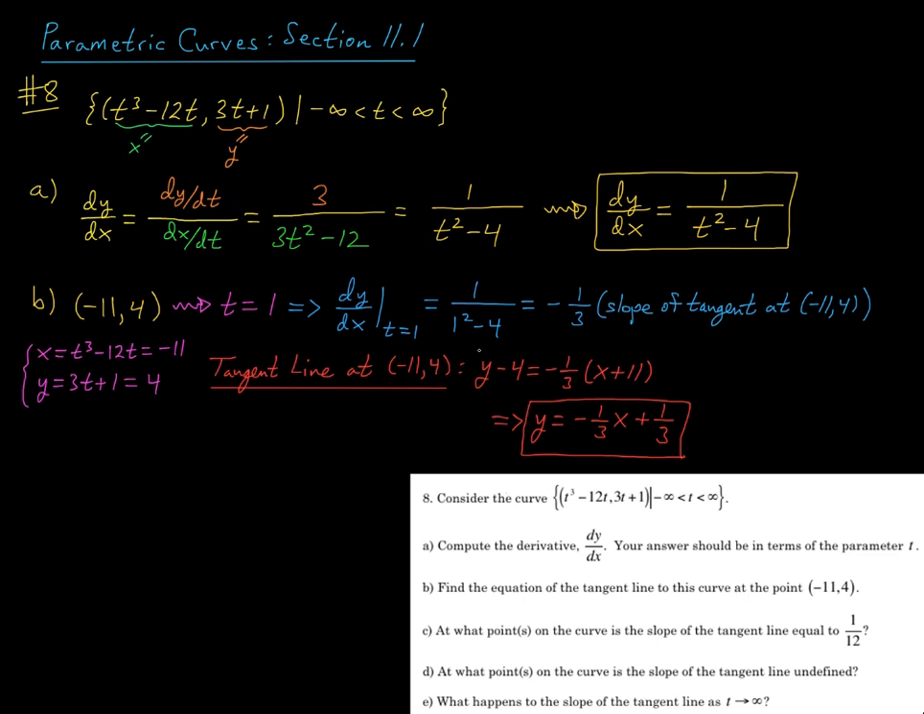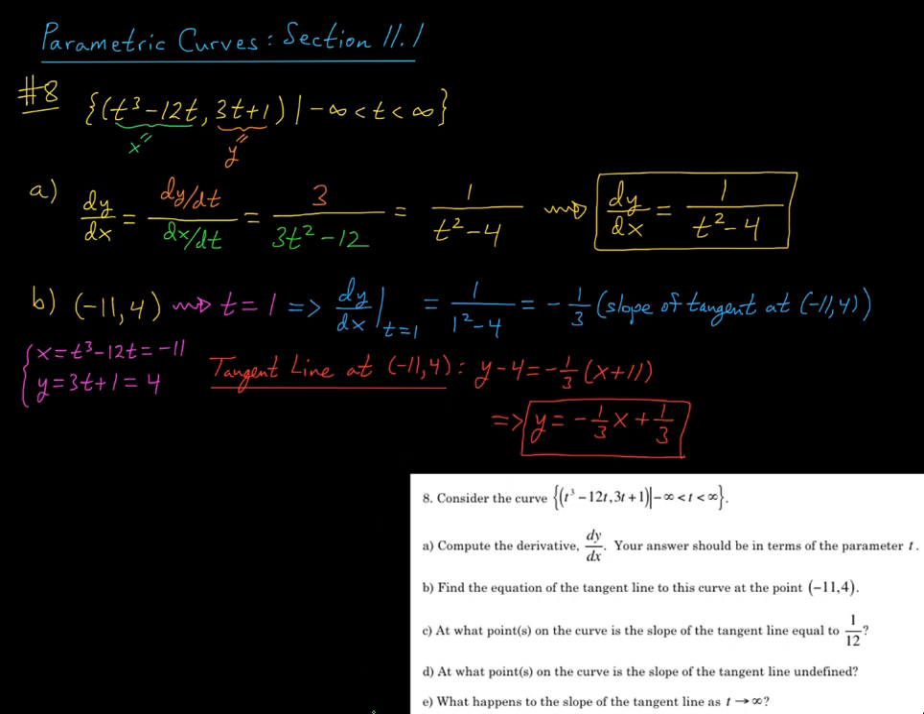And so then, to find the equation of the tangent line to our curve at this point, I can use point-slope form. y minus the y-coordinate of the given point, and that's 4, is equal to the slope, that's negative 1/3, times the quantity x minus the x-coordinate of the given point, which is negative 11. So this is x minus a negative 11, so x plus 11 in parentheses. And then rearranging, we find that the tangent line at this point is y equals negative 1/3 x plus 1/3.